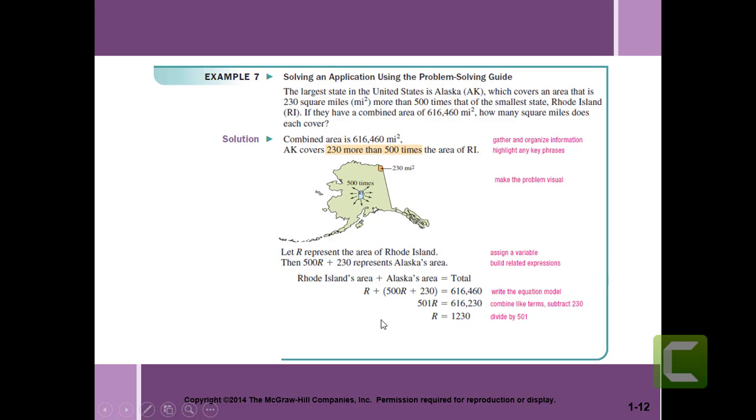So now that's one piece of the answer, but we're not done, because what do they want? They want the area of both. So the area of Rhode Island is this. Well, what is the area of Alaska then? We know the total of them is this. So all we have to do is take this amount, 1,230, subtract it from the total, right here, and we got our answer. Alaska then is this amount, 615,230 square miles. And that's the answer.